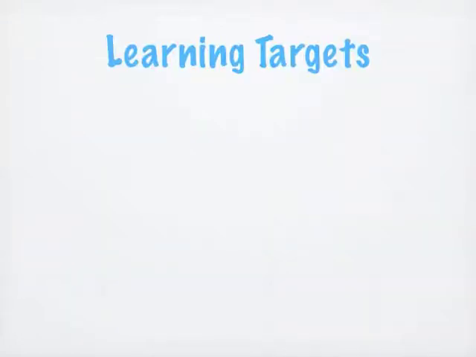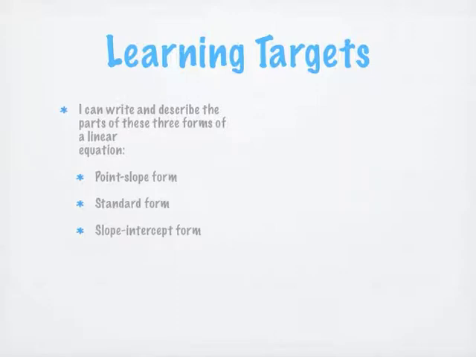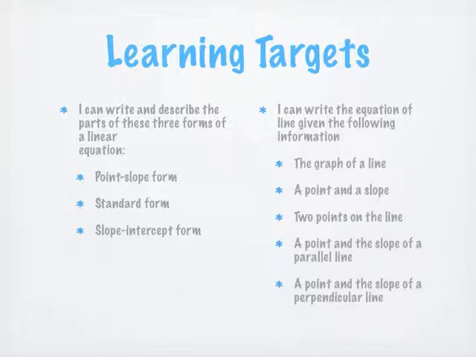So the learning targets for these videos. First, you should be able to write and describe the parts of these three forms of linear equations: point-slope form, standard form, and slope-intercept form. And secondly, you should be able to write the equation of a line given the following information. If you had the graph of a line, a point and the slope of a line, 2 points on the line, a point and the slope of a parallel line, and a point and slope of a perpendicular line.